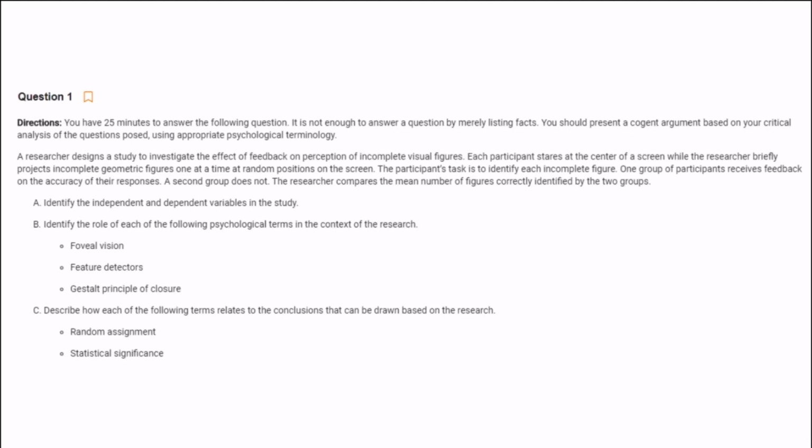A researcher designs a study to investigate the effects of feedback on perception of incomplete visual figures. Each participant stares at the center of a screen while the researcher briefly projects incomplete geometric figures one at a time at random positions on the screen. The participant's task is to identify each incomplete figure. One group of participants receives feedback on the accuracy of their responses. A second group does not. The researcher compares the mean number of figures correctly identified by the two groups.